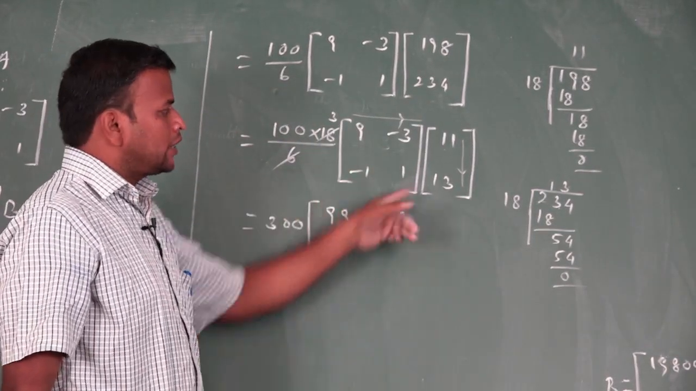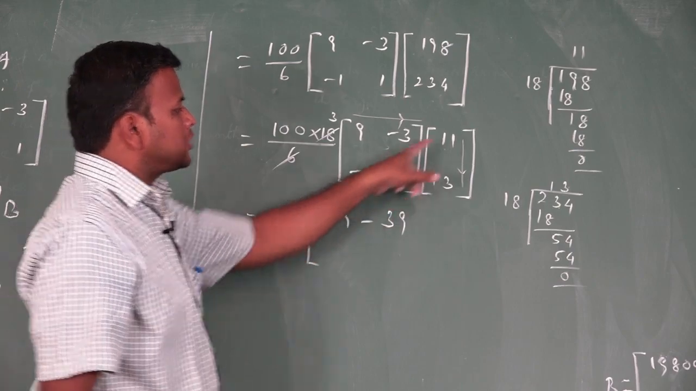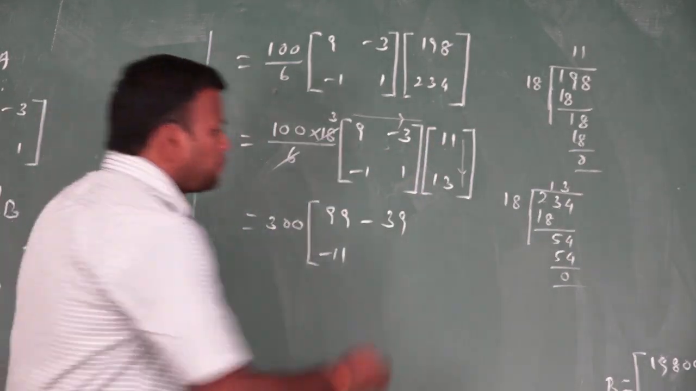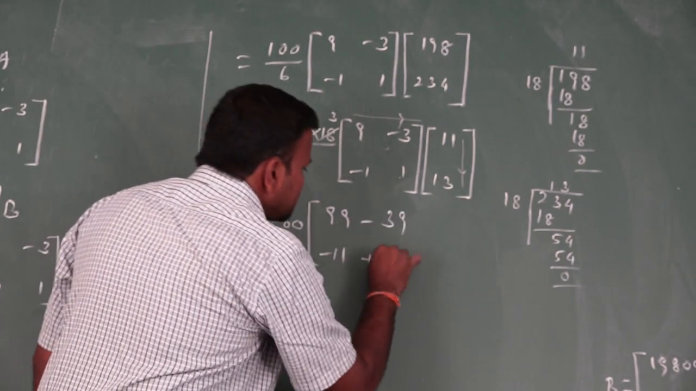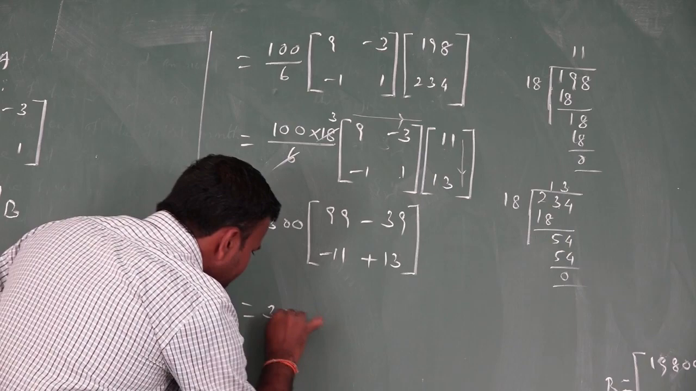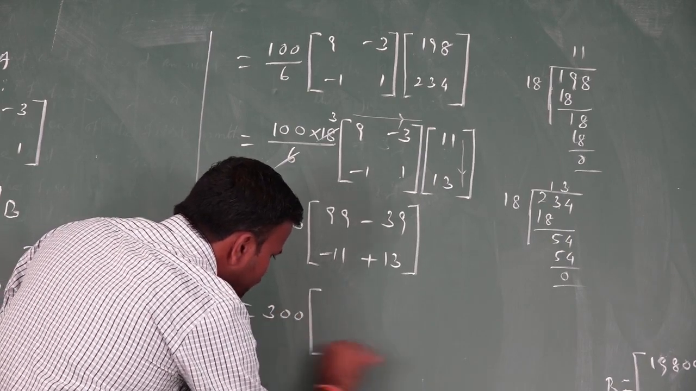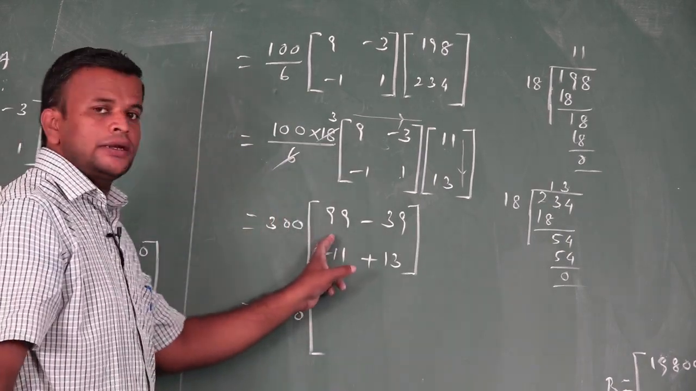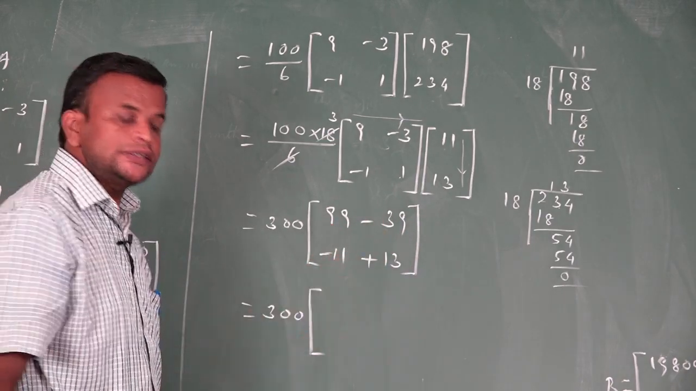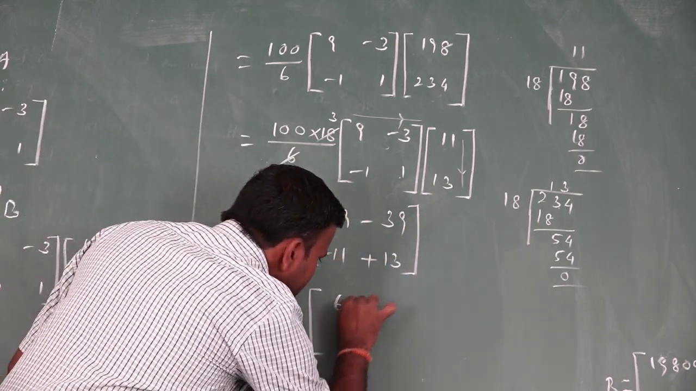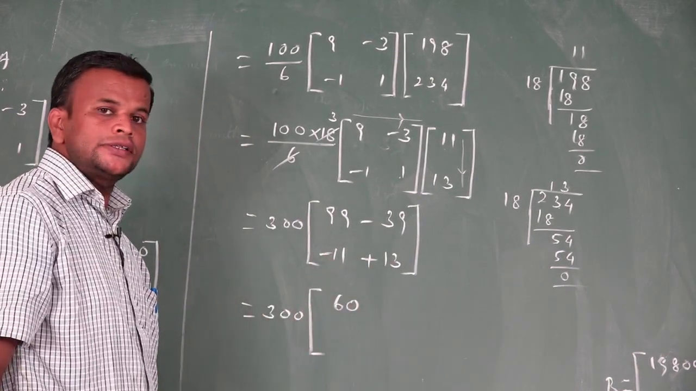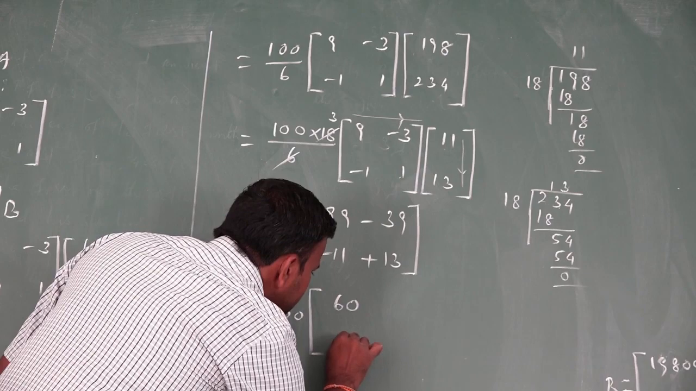Next. Second row, first column. Minus 1 into 11, minus 11. Plus 1 into 13, 13. 300 of 99 minus 39. 9 minus 9 is 0. 9 minus 3 is 6, so 60. Minus 11 plus 13 is plus 2.